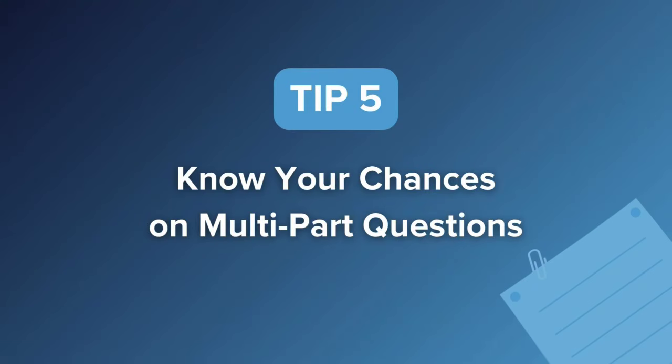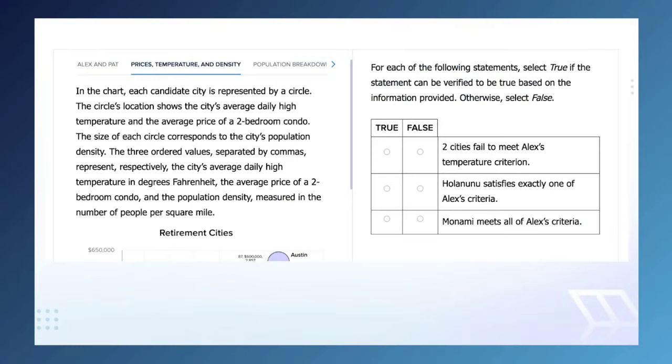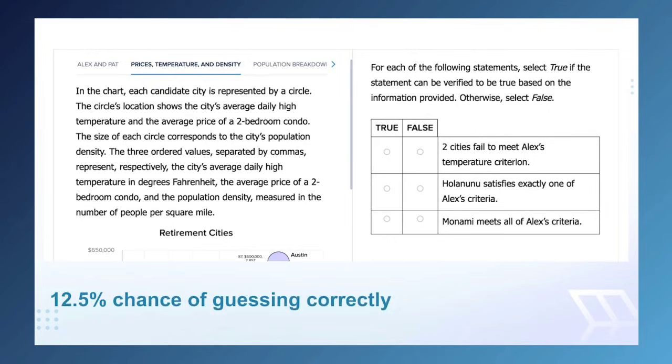Underrated Data Insights tip number 5 is to know your chances on multi-part questions. Surprise probability lesson here. When you are presented with a multi-part question, that is a question with multiple prompts on the same question screen, you are required to get each prompt correct in order to get the overall question correct. There is no partial credit. So for a table analysis or multi-source reasoning question with 3 binary prompts, you have a 1/2 times 1/2 times 1/2 equals 1/8, or 12.5% chance of guessing correctly. This is lower than our usual 20% chance on a standard 5-answer multiple choice.